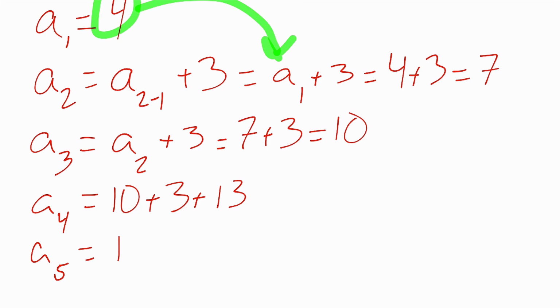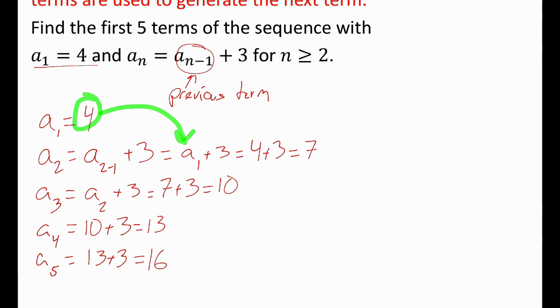Last one, a sub 5, the fifth term. We're going to take the previous term. Let me rewrite that. We're going to take the fourth term, 13, add 3 to it, giving us a grand total of 16. So our first 5 terms were, given, the first one, second one was 7, then 10, then 13, then 16. Just a refresher on that procedure.